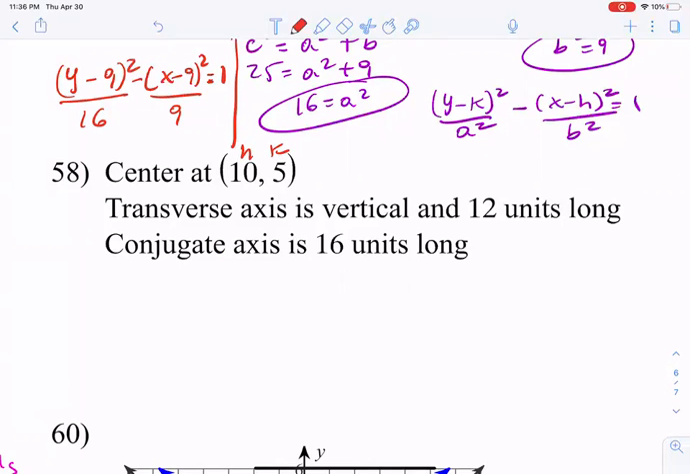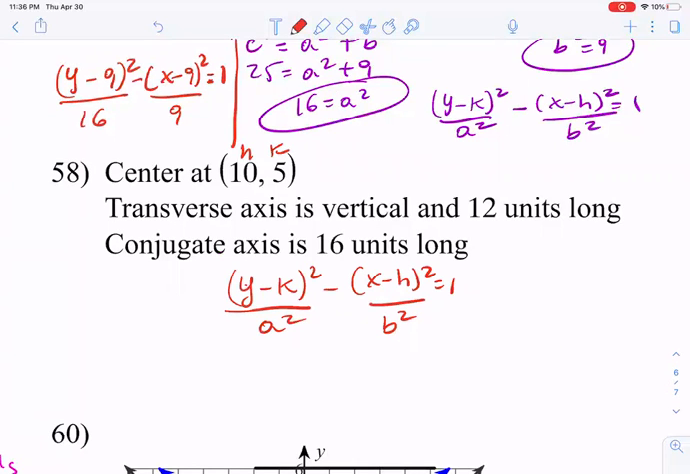HK is that, and okay, so they're saying the transverse axis is vertical. So okay, we know that y minus k squared minus x minus h squared equals 1. This is a squared, this is b squared. That's the equation that I need. I also have the center. I could write that right away.